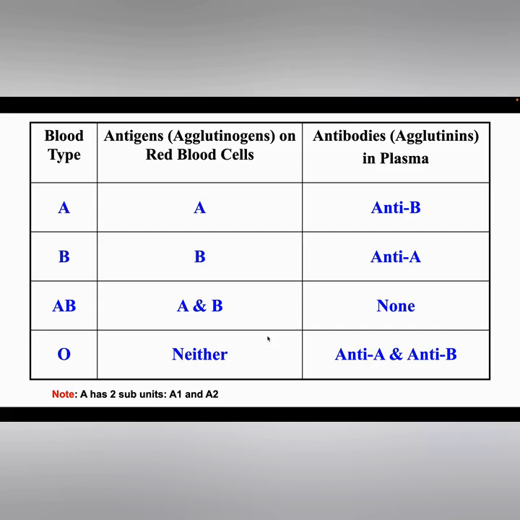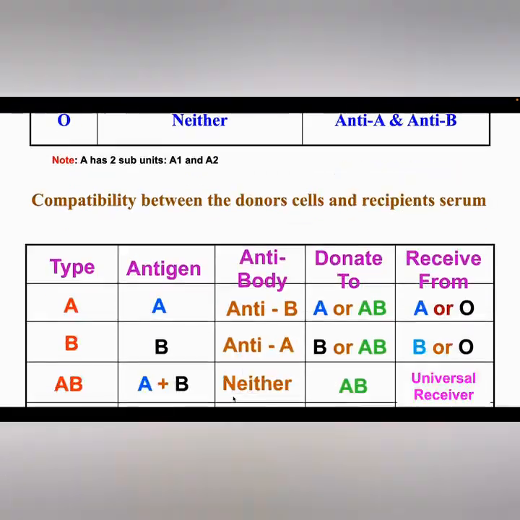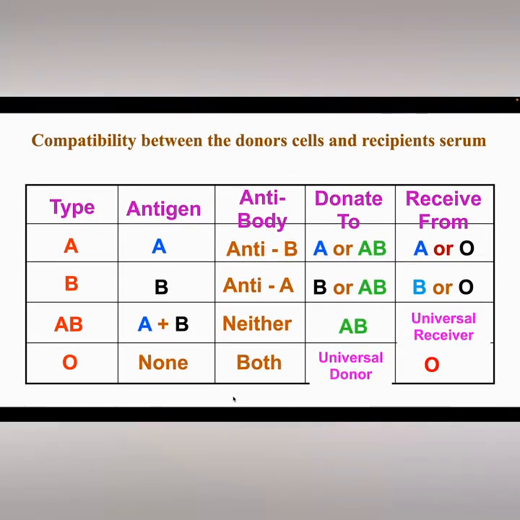A blood group has two subunits, A1 and A2. This is to be noted. With this positive note, we'll move to the next part.